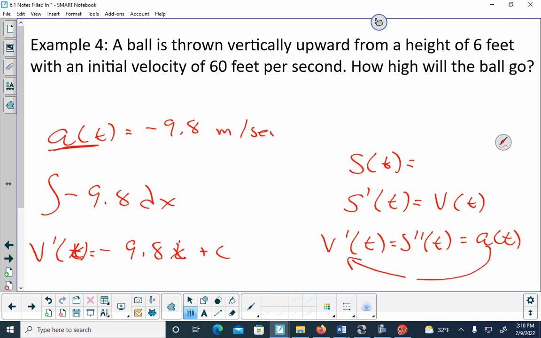Why should I put t? Because it's a function of time. So we like to use variables that match what we're talking about, don't we? It wouldn't be f of x, it'd be v of t.